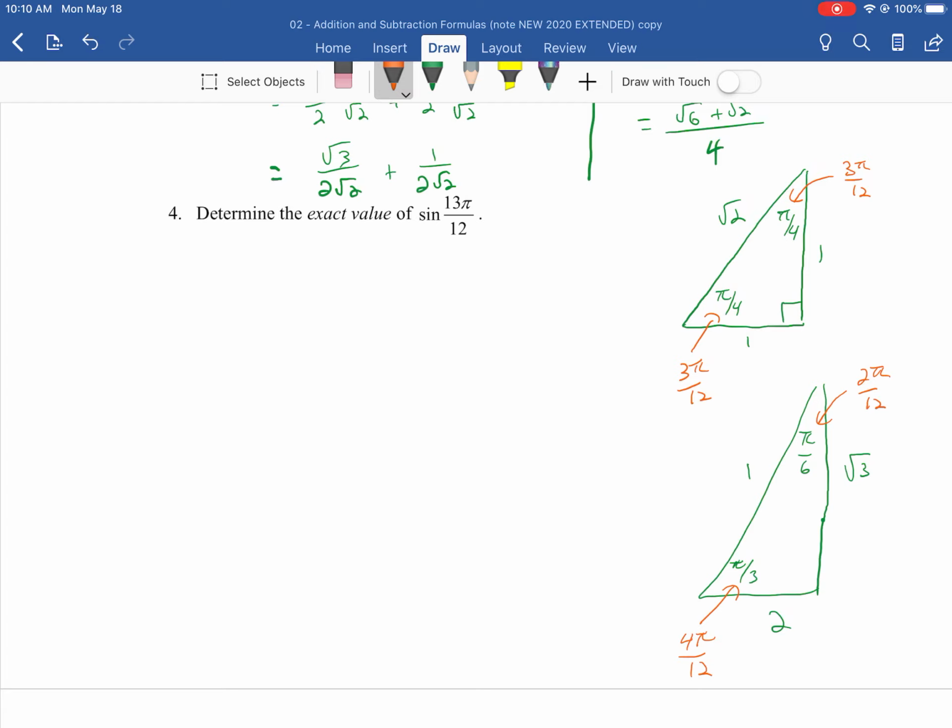And it really doesn't. Nothing on these triangles adds to 13 pi over 12, because the angle 13 pi over 12 is just too big.